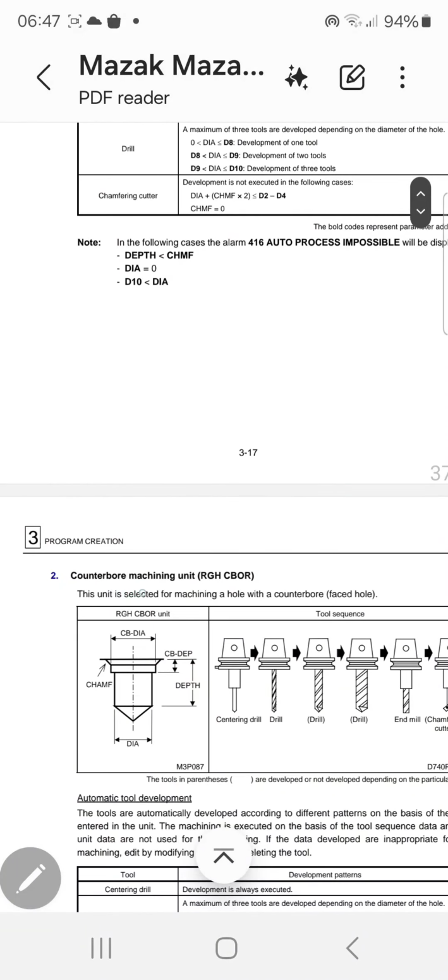Two is counter boring drill bore. Counter boring machine is the center diameter, center depth, chamfer depth, and diameter.